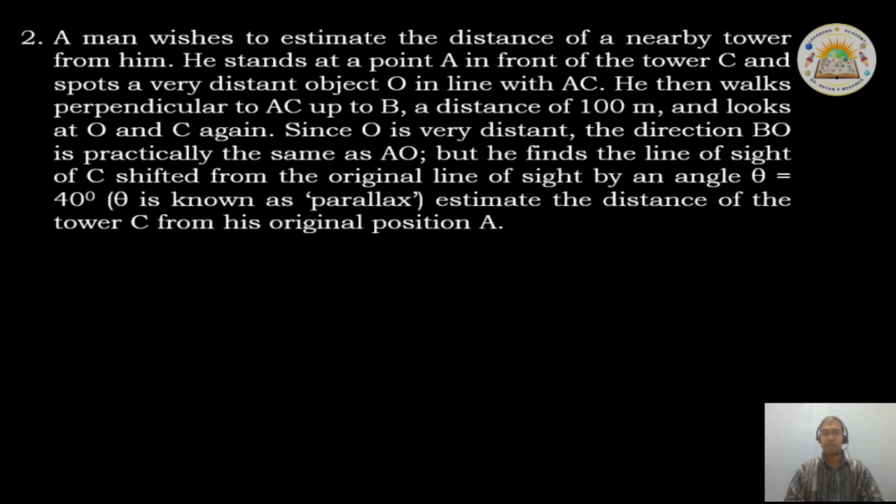But he finds the line of sight of C shifted from the original line of sight by an angle theta equal to 40 degrees. So the given theta is known as parallax. Estimate the distance of tower C from his original position A. Now, in this particular question, first let us understand what is parallax.